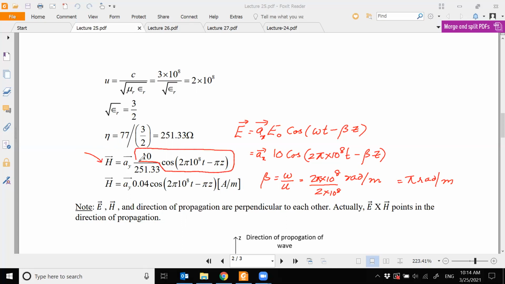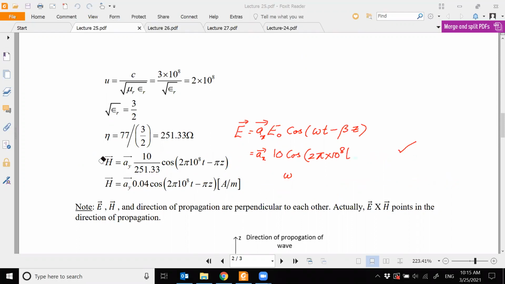And therefore, my associated magnetic field is Ay times Ex over eta, which is 251.33 ohms. So this is 10 volts divided by 251.33 ohms. So it is 0.04 cosine of 2 pi 10 to the power of 8 t minus pi z amperes per meter. So this is the associated magnetic field.